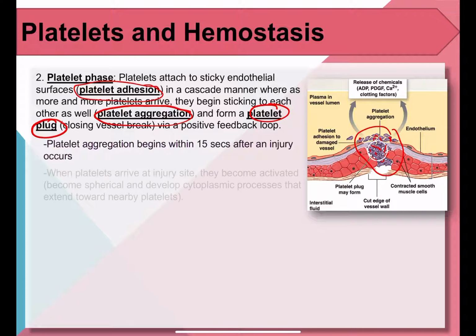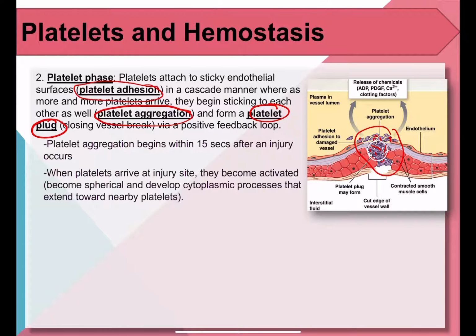And usually this platelet phase begins very quickly after an injury, about 15 seconds, to minimize the amount of bleeding that can occur. So you can tell right away when some blood vessel is torn, the first thing that happens is the vascular phase, vascular spasm. Then the next thing that quickly happens is platelet aggregation, platelet plug formation in this platelet phase. And once they arrive at the injury site, platelets will become activated.